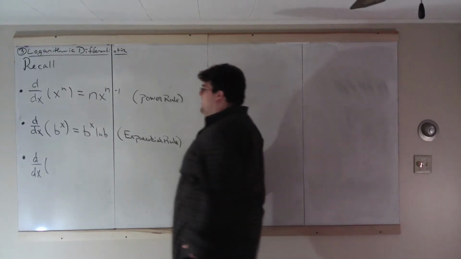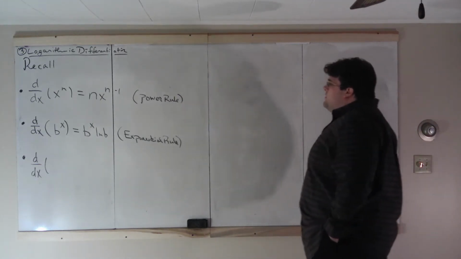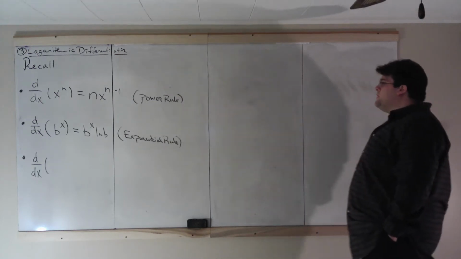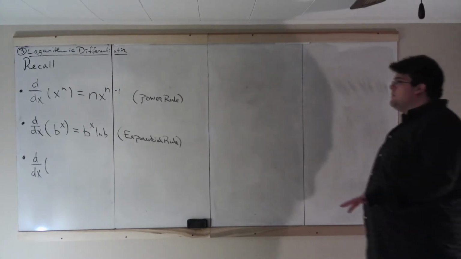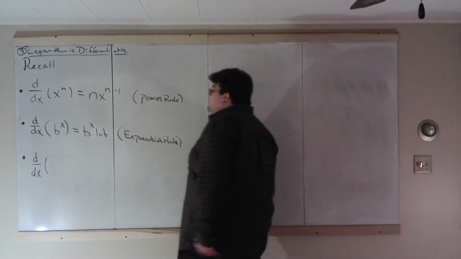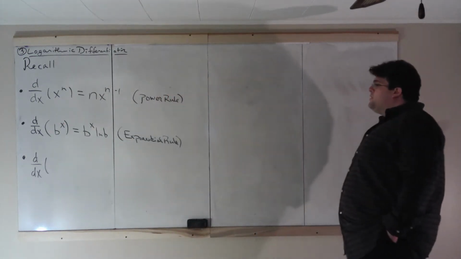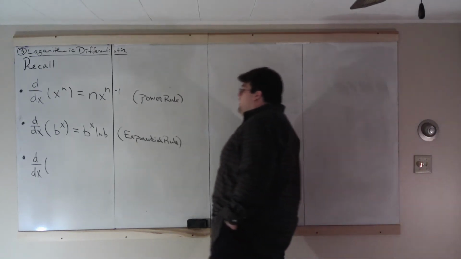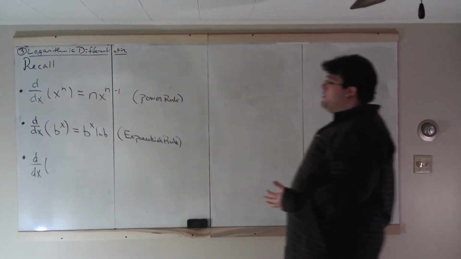But before doing any of that, let's recall a couple things we already know. First, derivative of x to the n. We know how to take that using the power rule, x to the n minus 1. In that, we have x's in the base and a number in the exponent. Power rule gives us that derivative. Next, derivative of b to the x is b to the x log b. That's the general exponential rule. In that, we have numbers in the base and an x in the exponent.